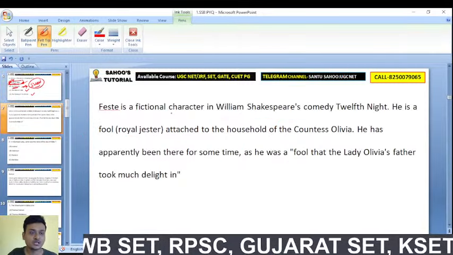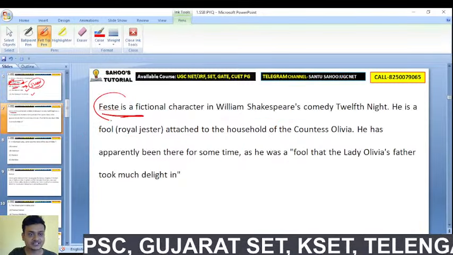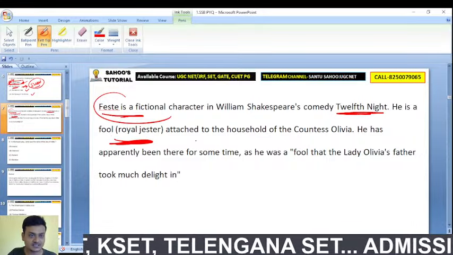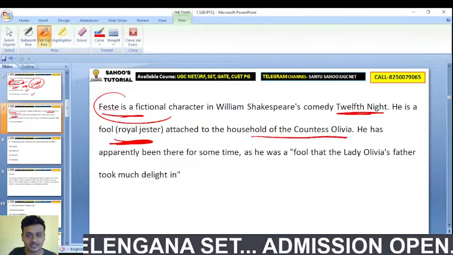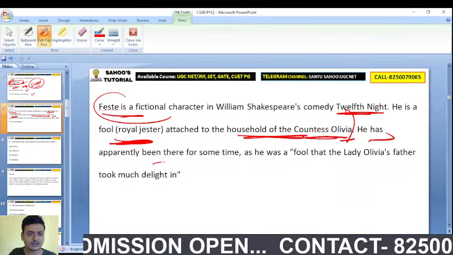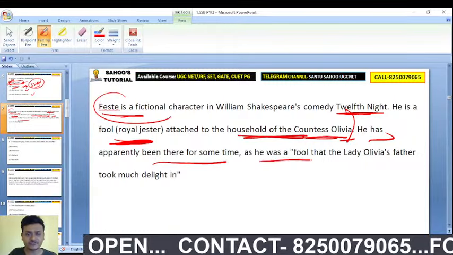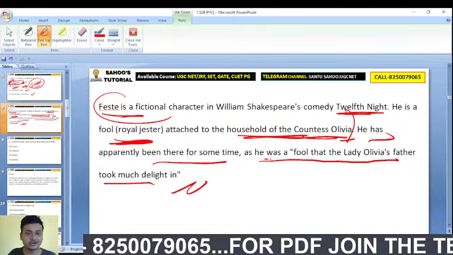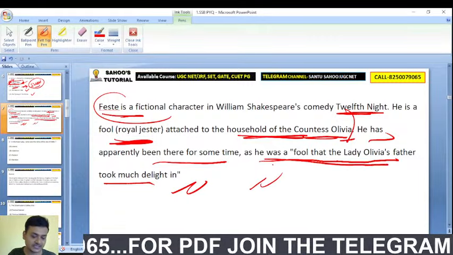Feste is a fictional character in William Shakespeare's comedy Twelfth Night. He is a fool. He is a royal jester attached to the household of the Countess Olivia. He has apparently been there for some time, and he was a fool that Lady Olivia's father took much delight in.